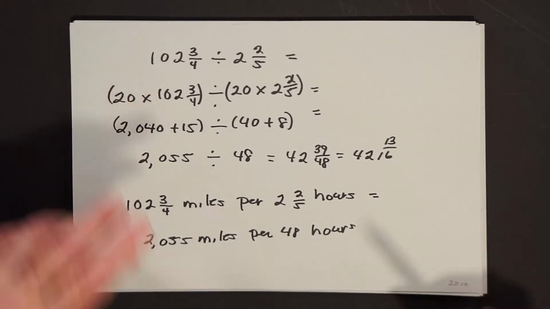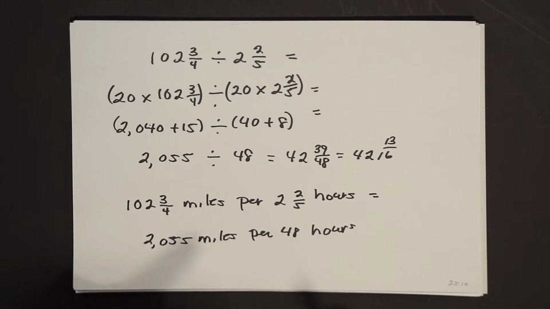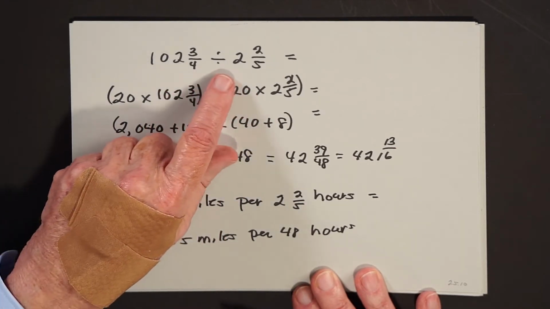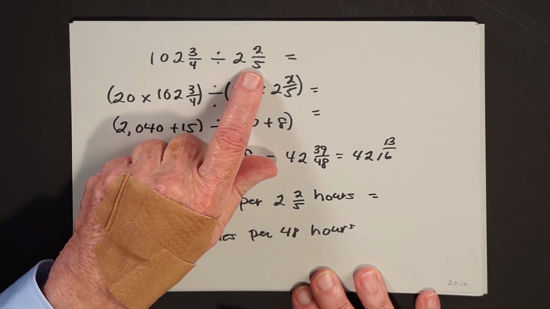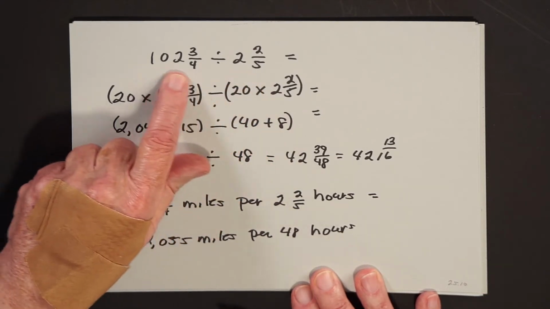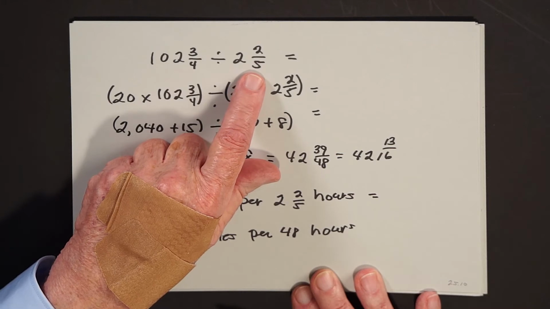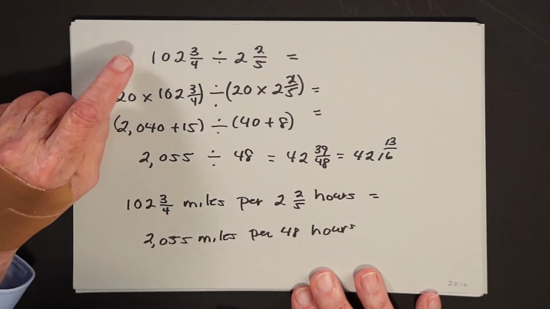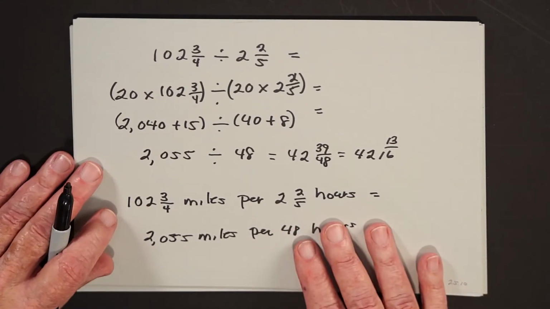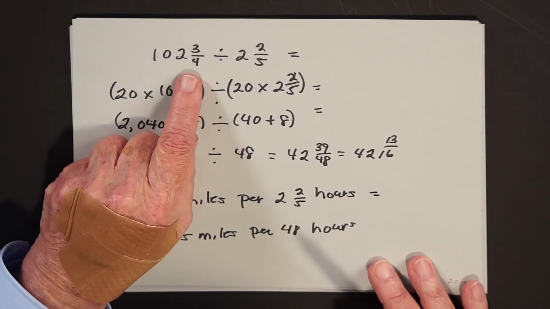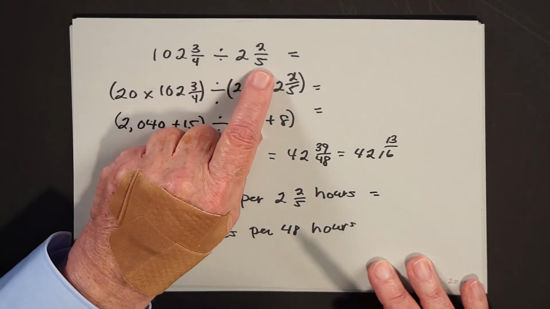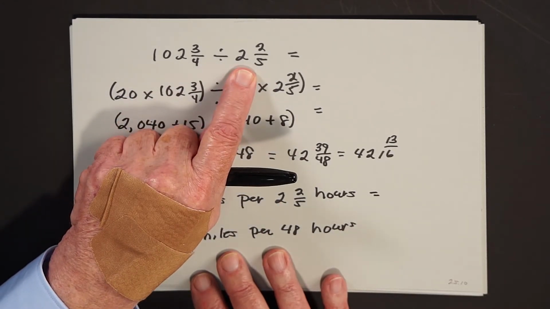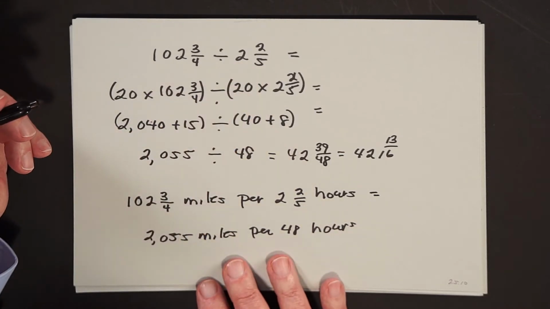Well, now let's do the problem exactly. And let's use the trick that we talked about. Instead of worrying about improper fractions, and instead of worrying about how you multiply 2 2/5 by something to get 102 3/4, let's immediately turn this into a whole number problem. Look at our denominators here, 4 and 5. So if I were to multiply both of these numbers by 20, the fractions would disappear.